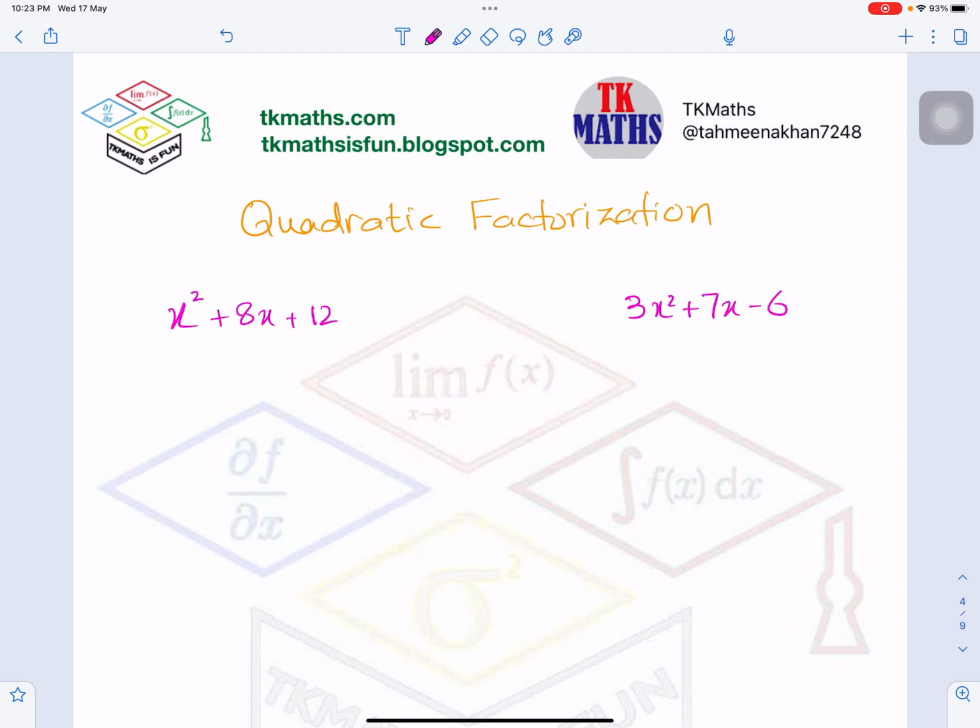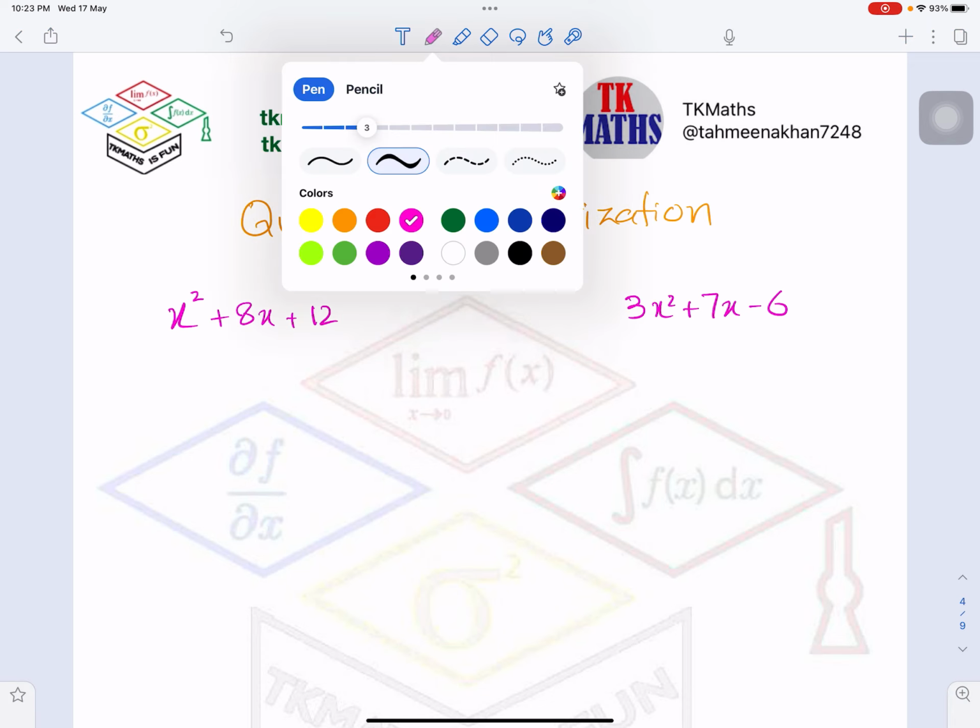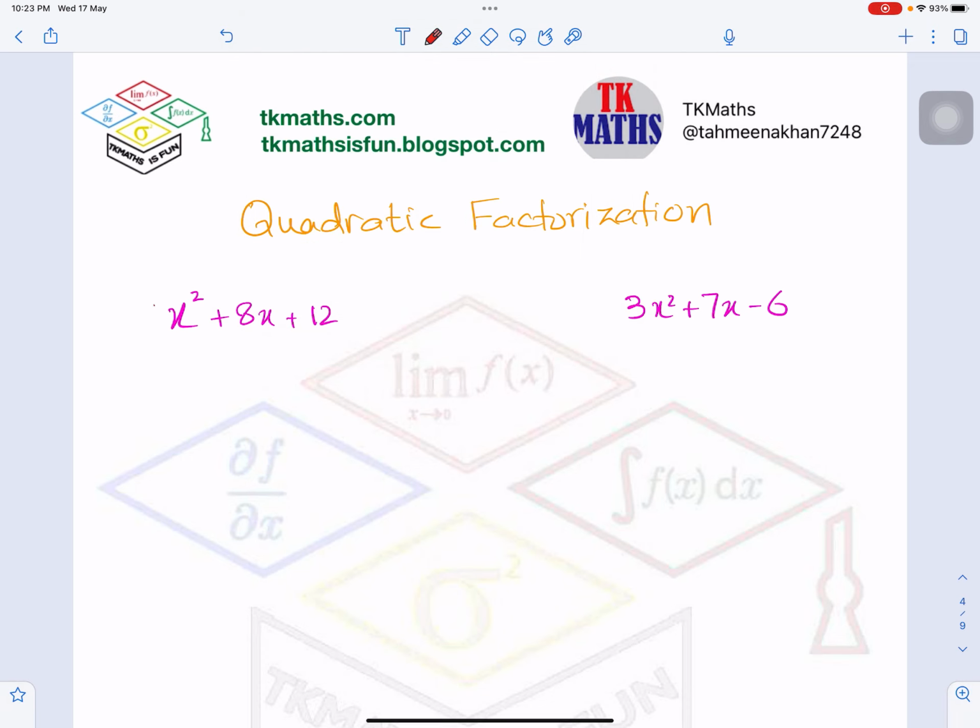What is the difference you notice here? In these two expressions, look at the coefficient of x square. In this case, the coefficient of x square is 1. That's why it was not written. Whereas in this case, the coefficient of x square is 3. So the technique of solving is the same.